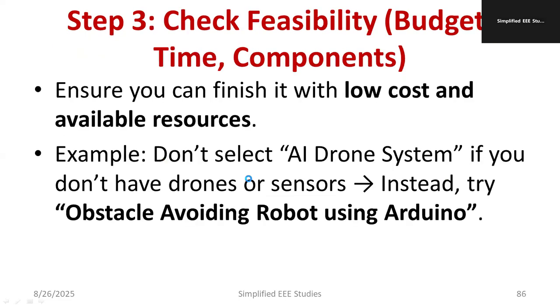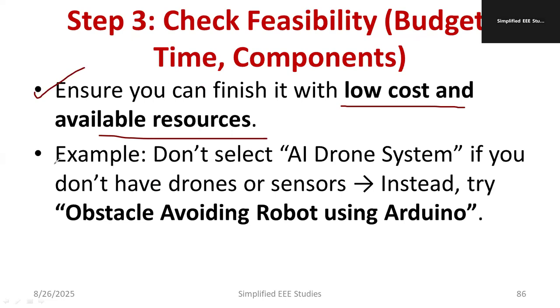system. Coming to step number three, check the feasibility. I mean, budget, time, and components. Because budget is very important, right? So if you want to develop a prototype, you need to conclude the entire project within low cost and available resources. Because you are a student and you cannot spend lakhs of money, it is very difficult. If you have funding, that's okay. But if you don't have the funding, what to do?